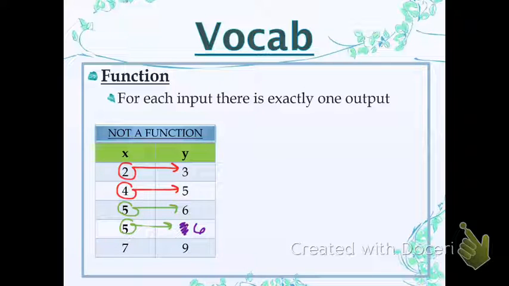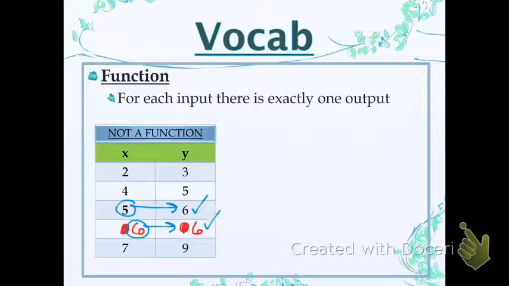Another common misconception is the reverse of this. Let's say we were to change this to a 6 and this to a 6. Now I have the 5 being paired with the 6 and a 6 being paired with a 6. It's okay to have a y coordinate used twice, going with 2 different x's, but it's not okay to have one x going to 2 different y's.